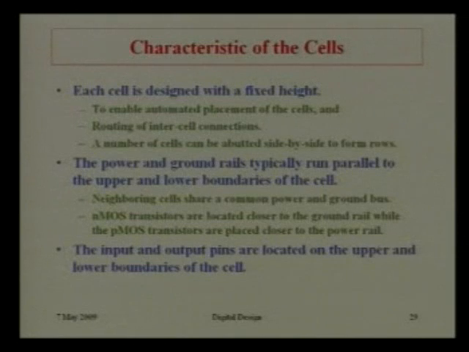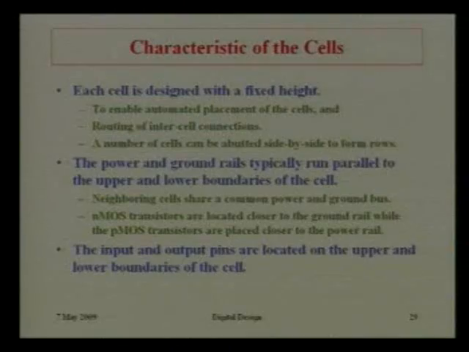Now each cell is designed with a fixed height, to enable automated placement of the cells. As I told, in physical design the first things are floor plan, placement and routing. Floor plan means you have already given the approximate area you want for the full circuit, the chip size should be this, and then you have to place properly.